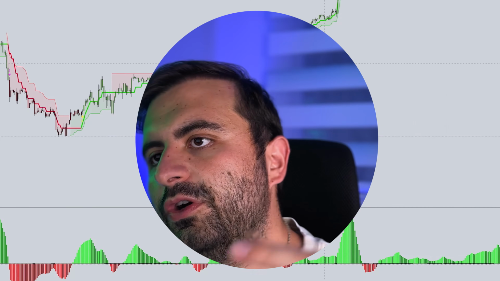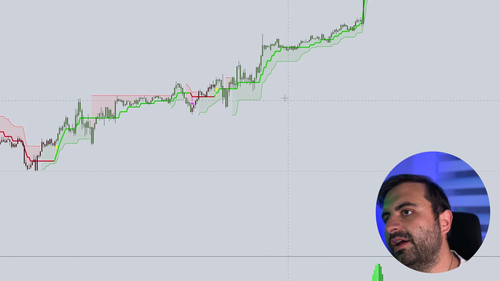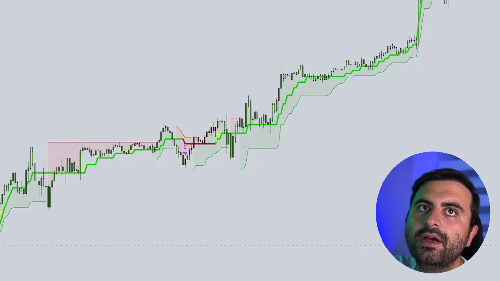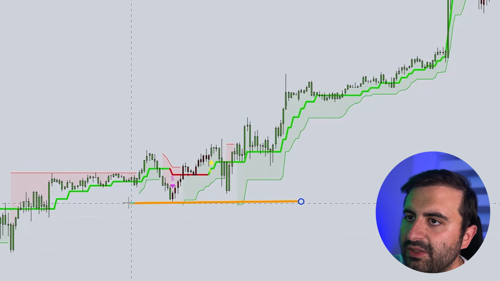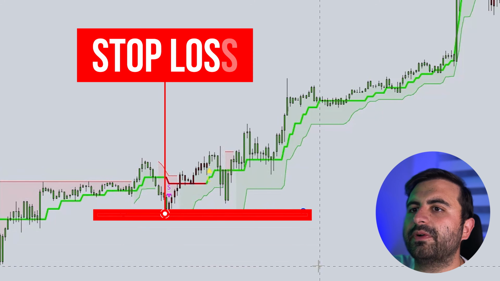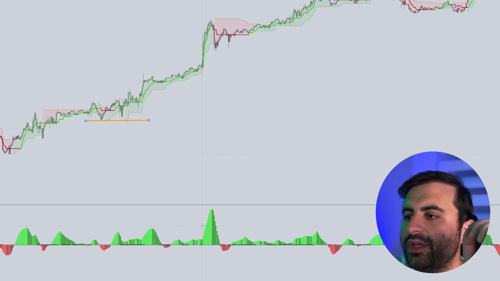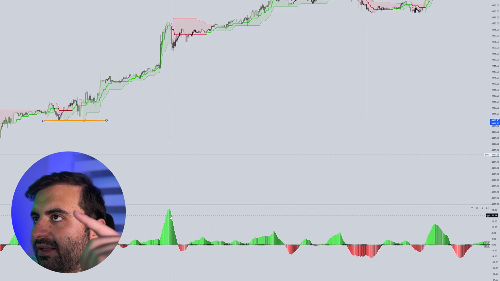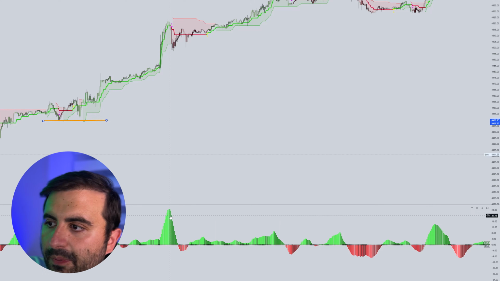Let me show you the stop loss and take profit rules very quickly. For the stop loss, as always, we will use the recent support line. If I enter a position here, I will put my stop loss at this support line. And you will take your profit when the Squeeze Momentum indicator reaches more than 20, like here. If it is above 20, close out your position.